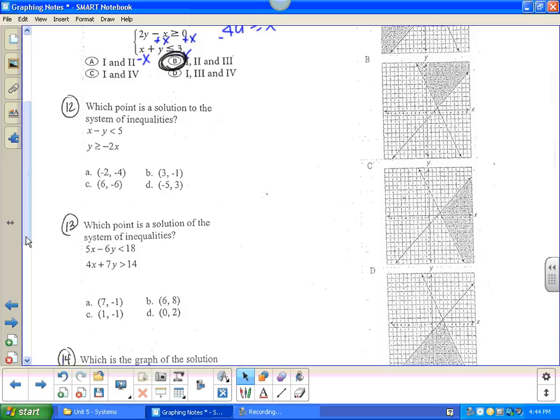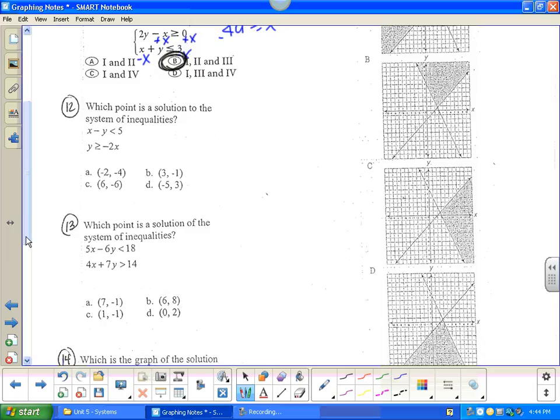Okay, so for number 12, it says which point is a solution to the system. So when they give you a point, this is when you plug them in and find the one that works. So to save time, I'm just going to show you the one that works so you can see what it looks like. And then I'm happy to show you one that does not work so you can see what that looks like. So I'll show you.